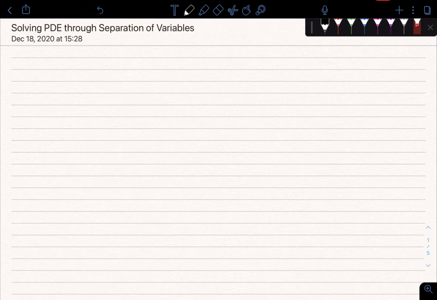Today we're going to talk about how to solve partial differential equations, PDE, through the method of separation of variables. Before we actually go ahead and solve any PDEs, I want to do some review with you so that you have a basic understanding and the techniques of how to solve PDEs. So let's get started. The first topic I want to talk about is characteristic equations and integrating factors.